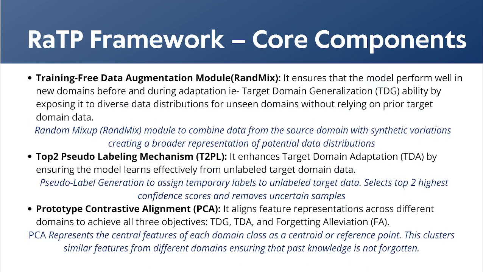The RATP framework thus comes up with three modules to achieve the objectives. The first is a RandMix module, which achieves target domain generalization by coming up with artificial data from the source domain data, using an algorithm called RandMix. The next is the pseudo labeling mechanism. When we come across data from a new domain, it does not have its labels, so we need to come up with its labels through a pseudo labeling mechanism, and this is achieved by T2PL, and this enhances TDA. Finally, there is PCA, which basically tunes the neural network and achieves TDG, TDA, and forgetting alleviation.